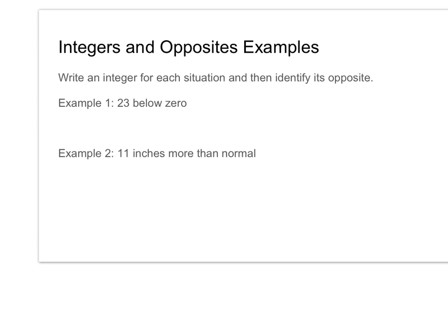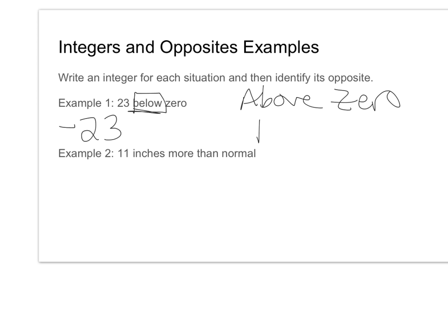We're going to write an integer for each situation and then identify its opposite. Example 1 has 23 below 0. When I see the word below, I know it's going to be negative. It's below 0, so it's going to be negative 23. We know negative 23 is below 0. Its opposite would be above 0, so that would be positive 23.